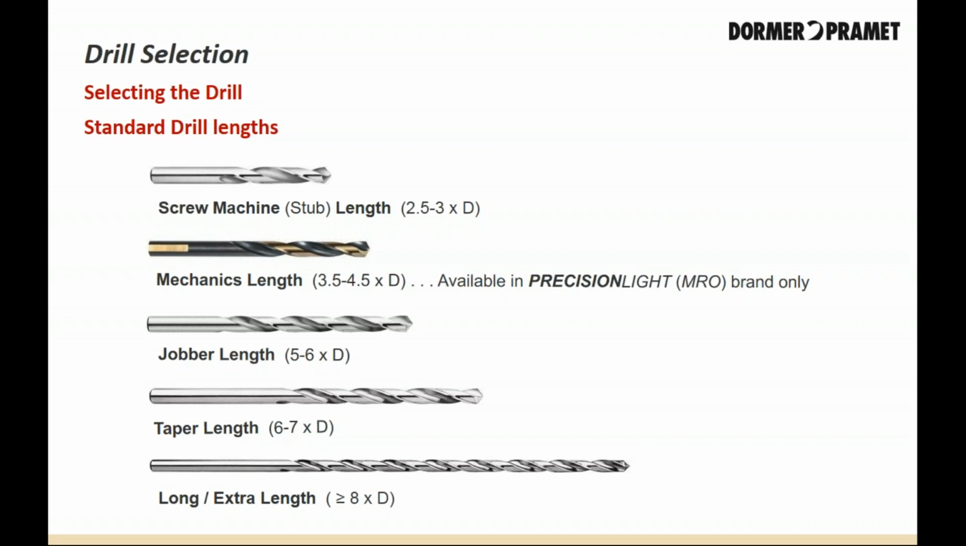Jobber length drills are for drilling approximately 5 to 6 times diameter depths. Taper length drills are for drilling approximately 6 to 7 times diameter depths. And extra length drills for our R459 carbide drills are for drilling up to 8 times depths. And our high-speed steel extra length drills are for drilling up and beyond 20 times diameter depths.